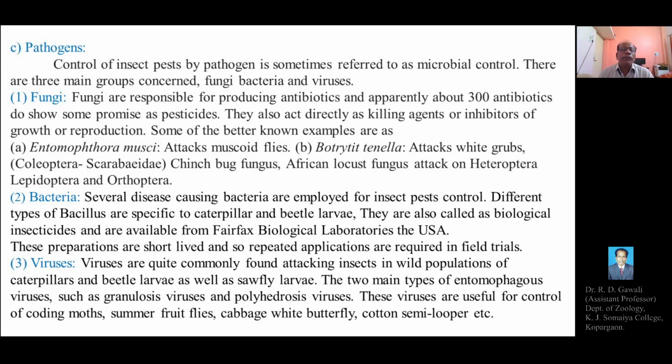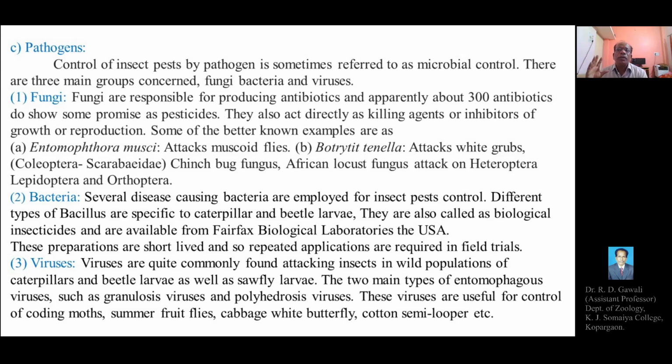Entomophthora muscae, which attacks muscoid flies. So this is a fungus useful in killing muscoid flies. Then Botrytis tenella, another fungus which can be used against the white grubs of the Coleoptera, family Scarabaeidae.